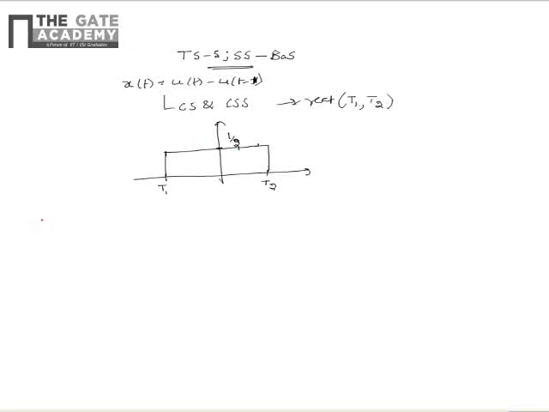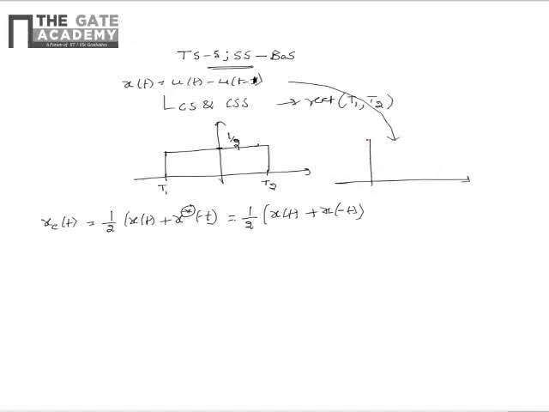Now first let us find out the conjugate symmetric part, which can be given as half of x of t plus x star of minus t, where star refers to the conjugation. As the given signal is real, x star of t is equal to x of t. Hence, the conjugate symmetric part can be written as half of x of t plus x of minus t. We know that the given signal x of t can be drawn as a pulse in the range of 0 to 1.